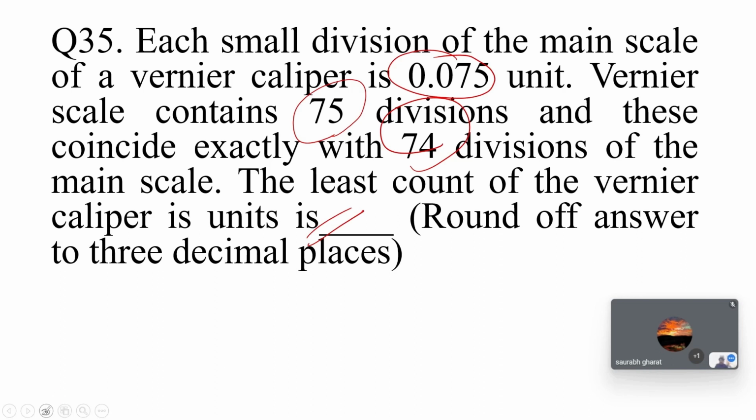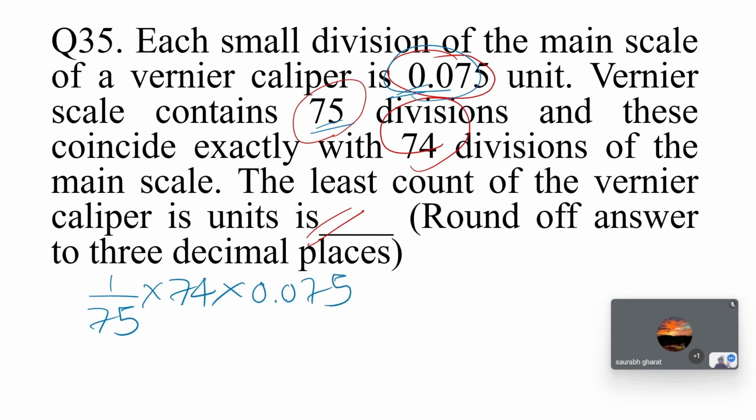Okay. So to get the value on the vernier scale, what will we do? What is the number of divisions on the vernier scale? 75. So 1 by 75 into each cell coincides with 74, and on the main scale, what value does it signify? 0.075.